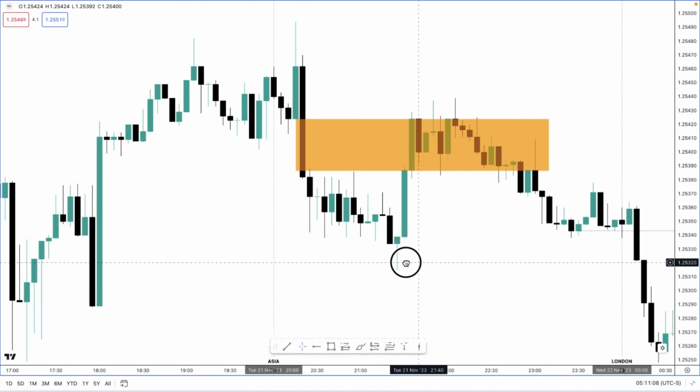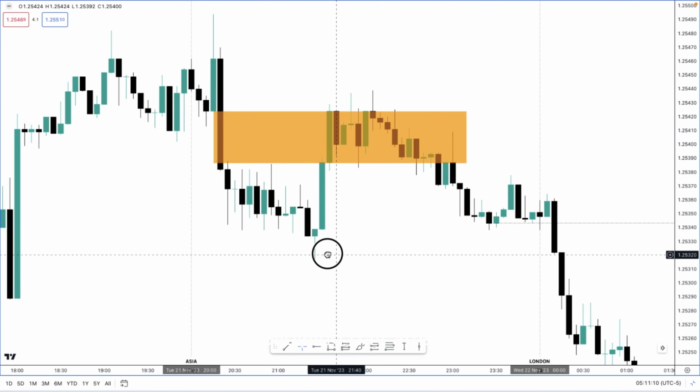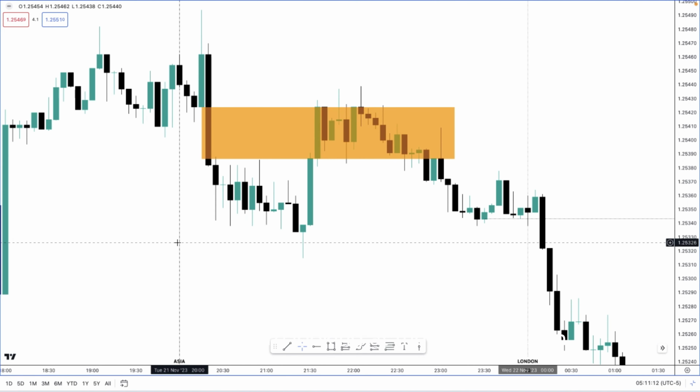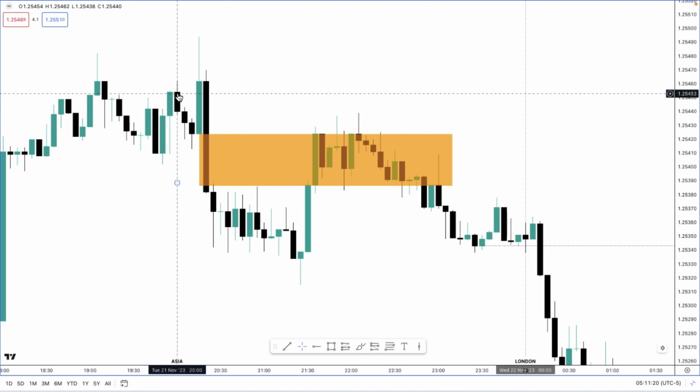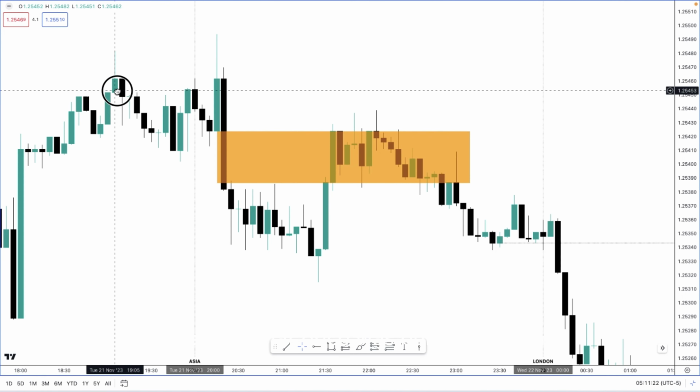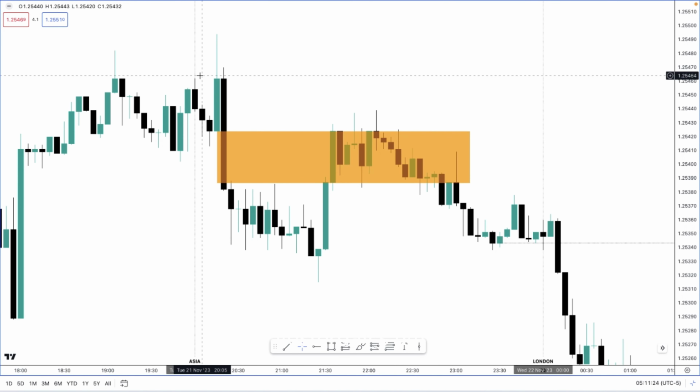I'm looking at the following day after that. So we're still on Tuesday, but now we are looking at the Asian session. So it's Tuesday, 8 p.m. What does price do? Remember that price was bearish from the morning, from the New York session in the morning.